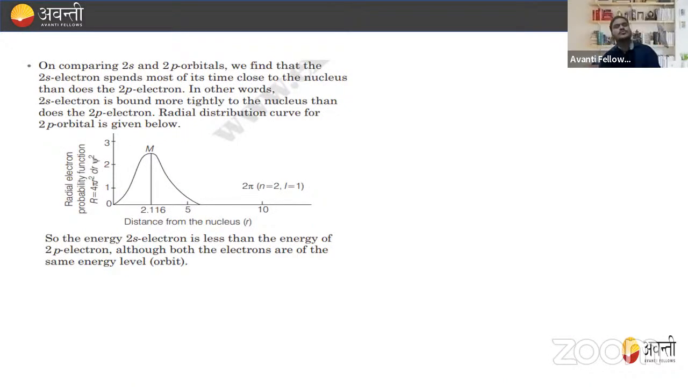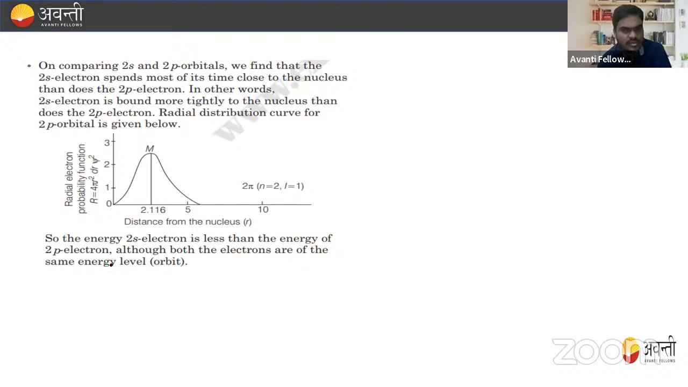Now, on comparing 2s and 2p orbitals, we find that the 2s electron spends most of its time close to the nucleus than does the 2p electron. In other words, the 2s electron is bound more tightly to the nucleus than the 2p electron. The radial distribution curve for the 2p orbital is given below. So this is the radial distribution curve for the 2p orbital. So the energy of the 2s electron is less than the energy of the 2p electron.